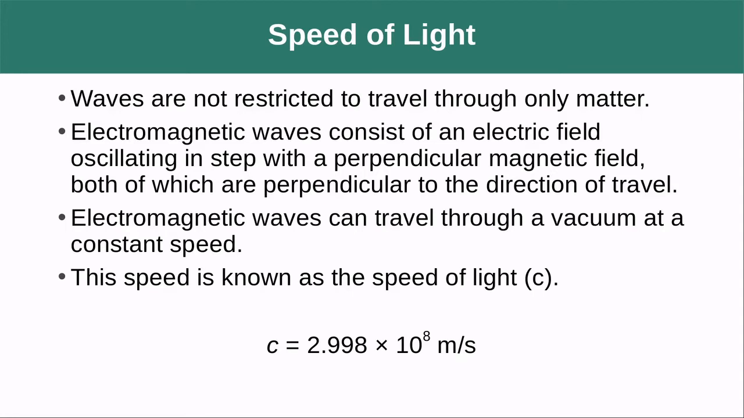And the real thing that you need to have as a takeaway is that there is a set speed of light as it travels through a vacuum. All light, electromagnetic radiation, regardless of its other properties, is going to travel at 2.998 times 10 to the 8 meters per second through a vacuum.